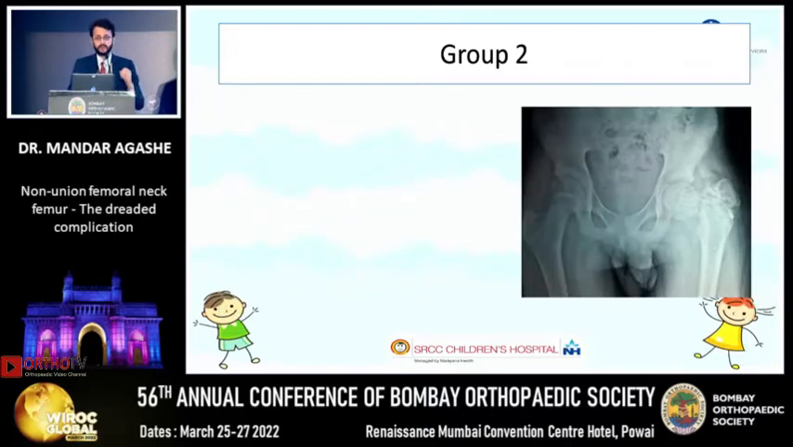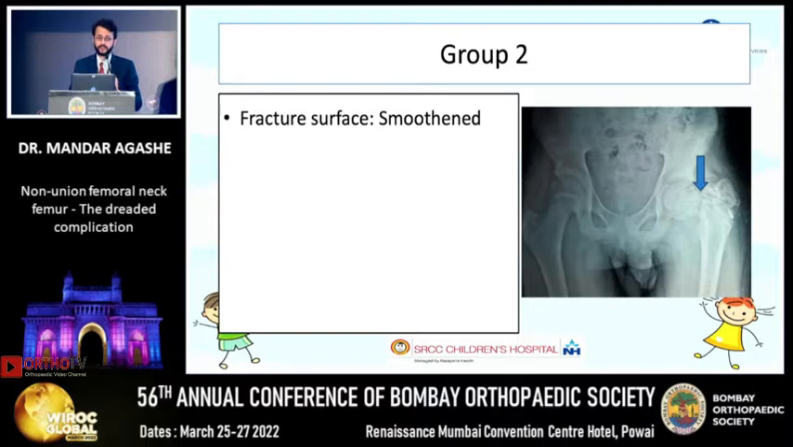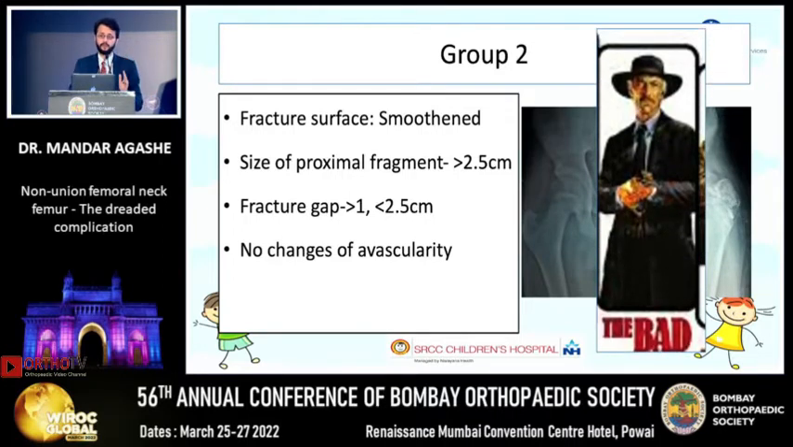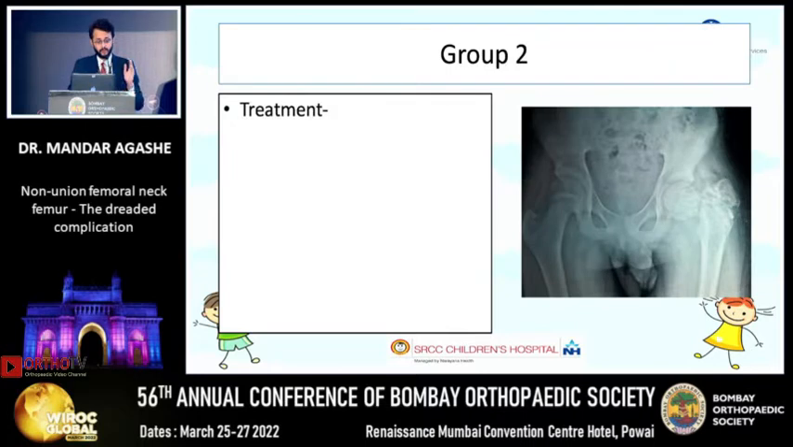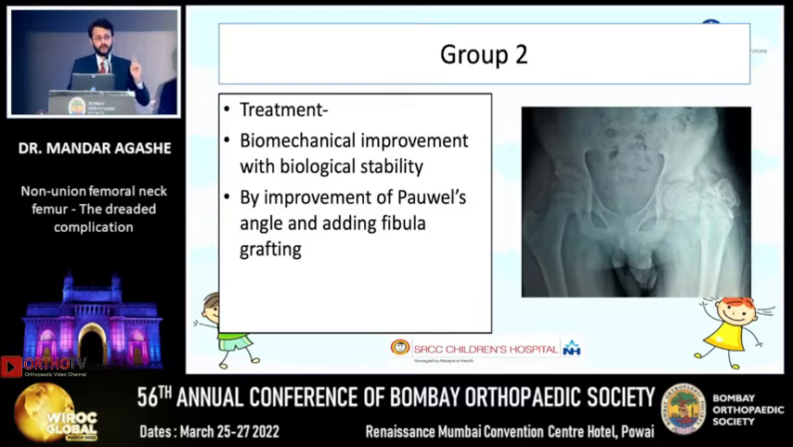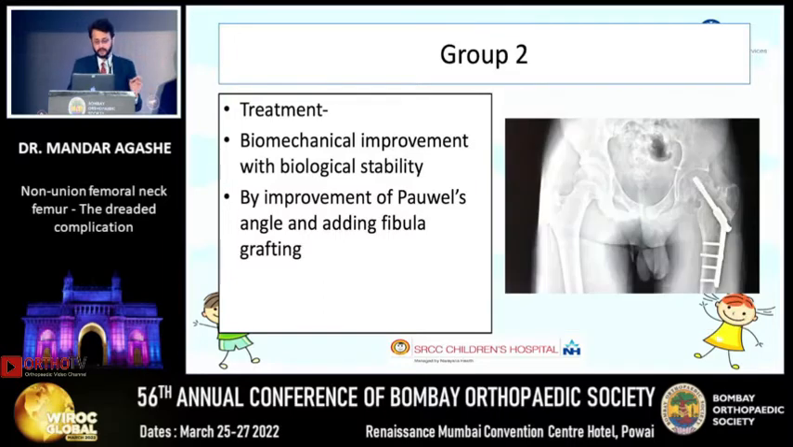We have a group 2 or a stage 2 fracture where the fracture surfaces now start becoming smoothened. The size of the proximal segment though remains the same. The fracture gap increases. It's between 1 to 2.5 centimeters and there are still no changes of avascularity. This is a relatively bad fracture. You treat it by adding a biological stability to your biomechanical improvement. So you do a valgus osteotomy and add a fibula graft. Something like this, and this has healed up after a year.